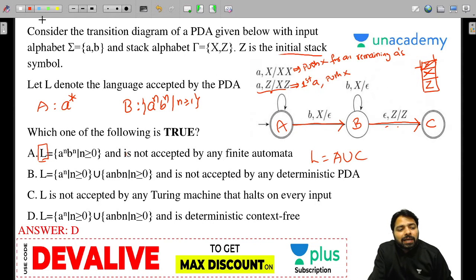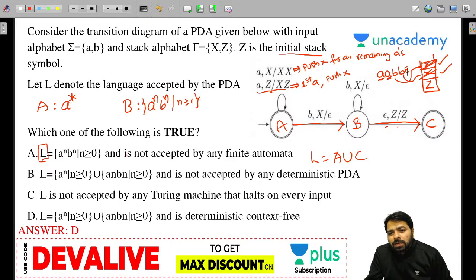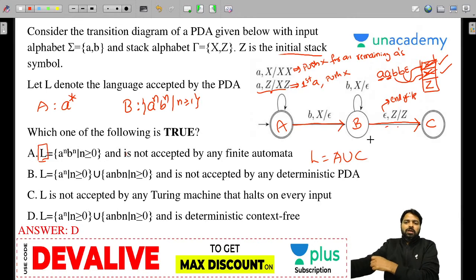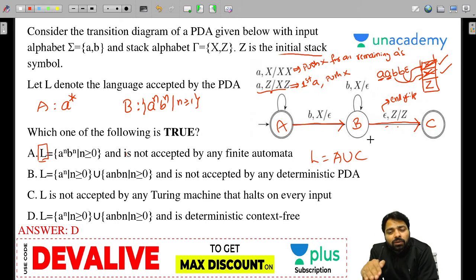But when you get aabb, on the first a you push X, on the second a push X, and this b pops X, this b pops X. Now epsilon means end of the input. Not every epsilon, but this epsilon has to be the end of the input. Then only you can see Z on top of the stack.